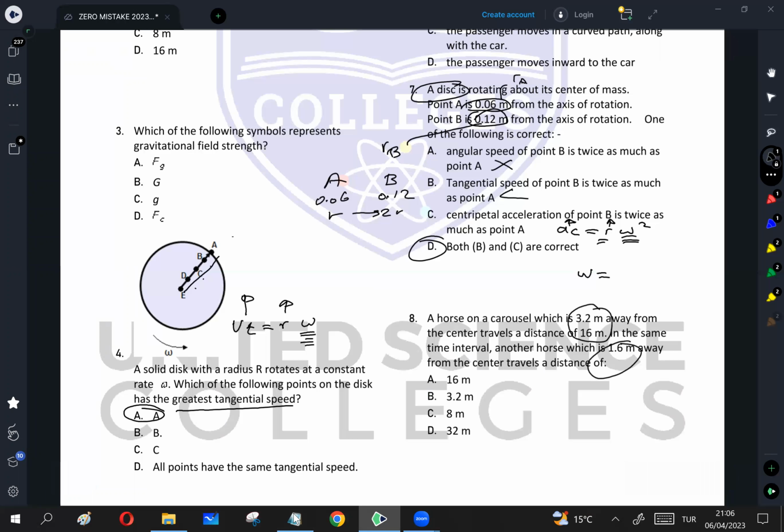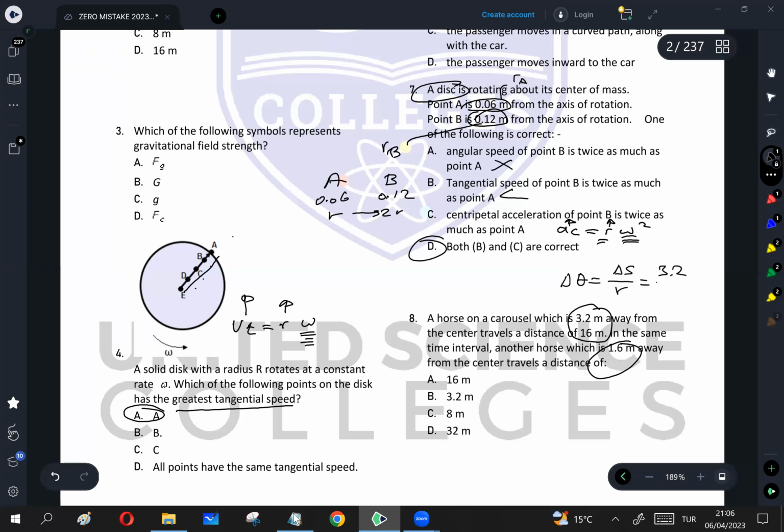Delta theta for horse A and delta theta for horse B are the same, and delta theta is equal to delta S over r. I will calculate angular displacement for horse A first, which is given: 16 divided by 3.2, which is going to be, I think, 5 radians.